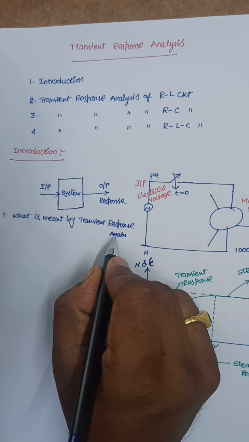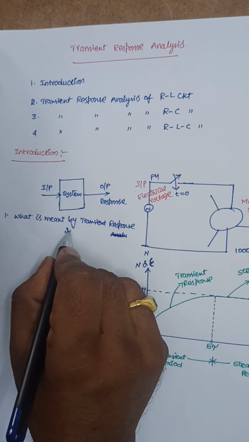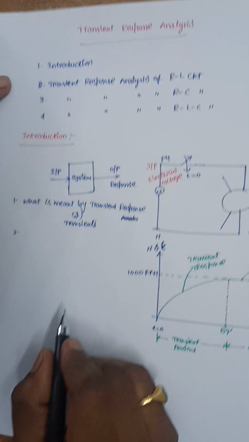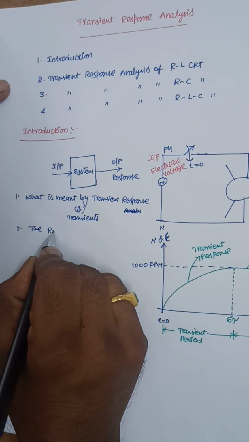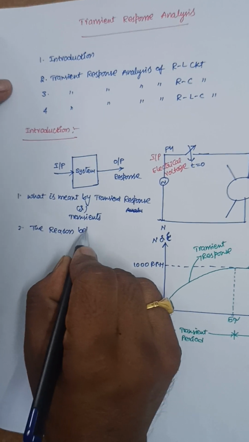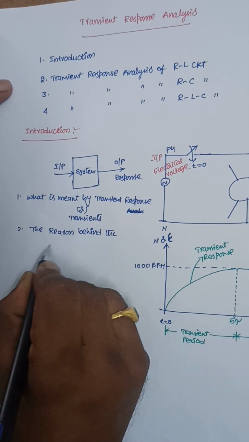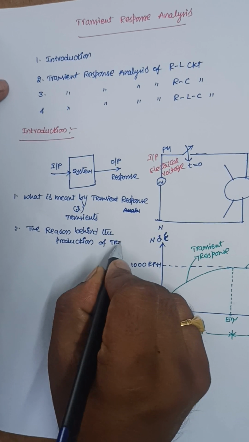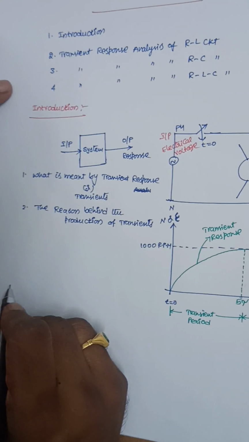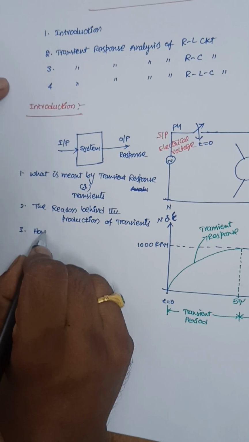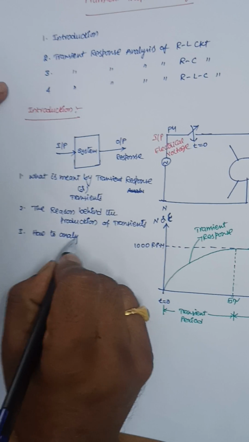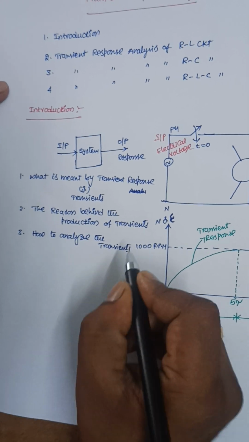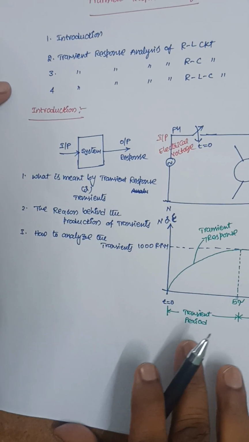Sorry, what is meant by transient response or transients? What are the transients? Second one is the reason behind the production of transients. Third one is how to analyze the transients. These three concepts I am going to explain in this introduction.